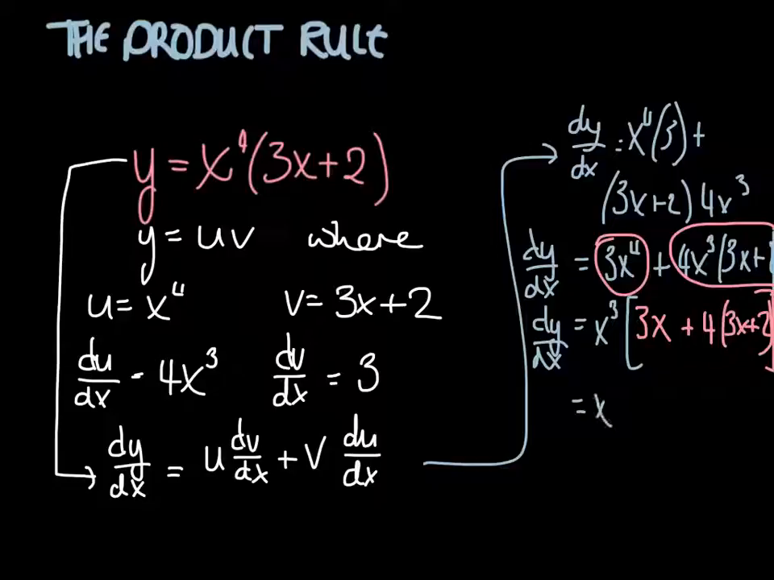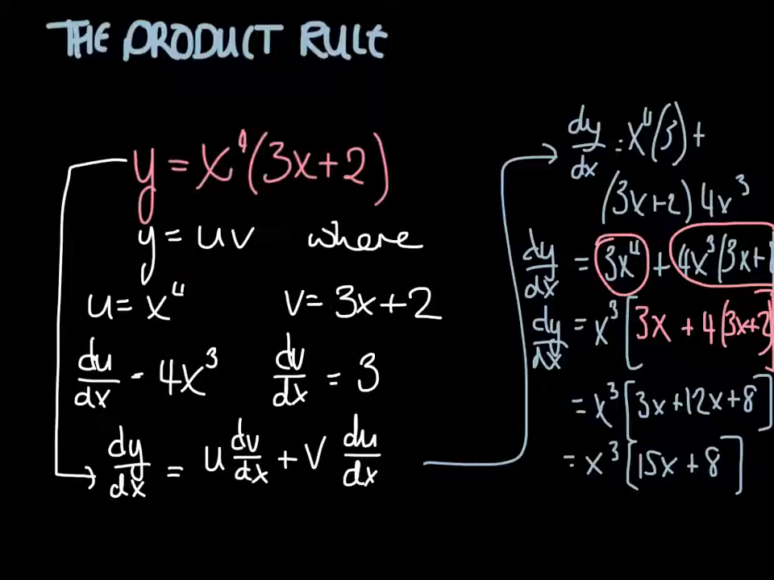I should now just be able to simplify that bracket though. So I've got 3x add 12x add 8, which is 15x plus 8. And I can't put any other factors in there, so I'm all done. Most people actually find that factorising right at the end the hardest bit. And it's because you end up with things like this.